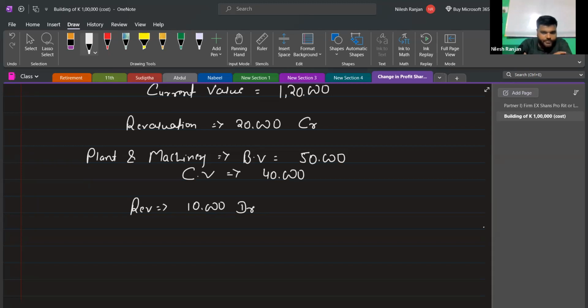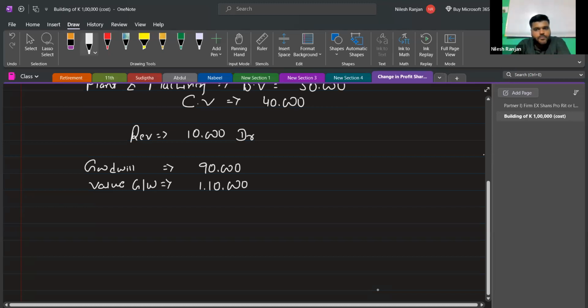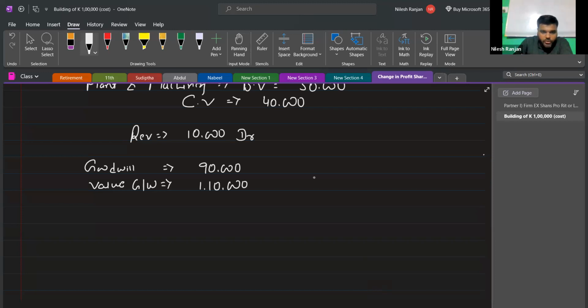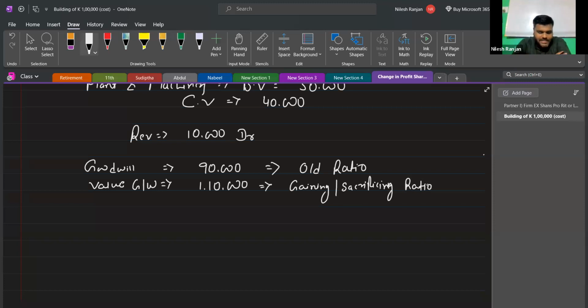Now the third item, let's say goodwill 90,000, and valued goodwill is 1,10,000. What will be the amount? Sir, we don't record goodwill, right, in revaluation? Yes, very good. We don't record goodwill in a revaluation. So goodwill that is given in the books should be written off in old ratio, and goodwill which is valued should be adjusted in gaining sacrifice ratio. You don't write goodwill in revaluation account. Very good. So these are examples.